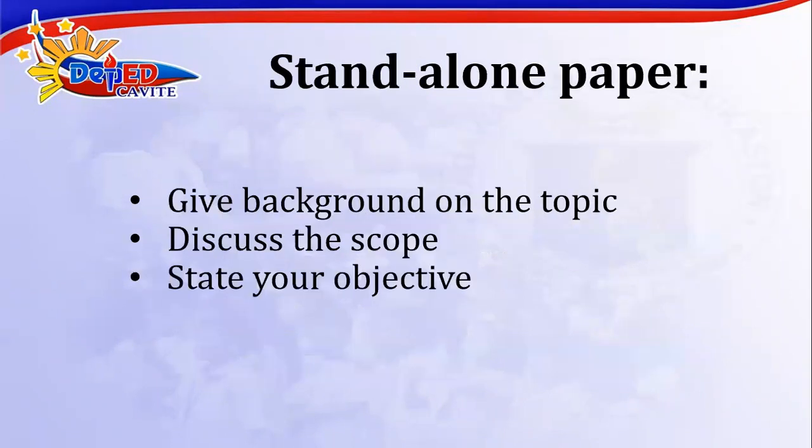If you're writing a standalone paper, give some background on the topic and its importance. So discuss the scope of the literature you will review, and also include the time period of your sources and state your objective. For example, what new insights will you draw from the literature?